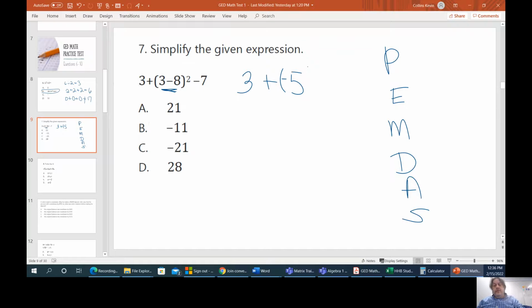Forgot the negative sign. There we go. I very often forget the negative signs. That's how I lost most of my points in high school. Okay, so that's where we're at now. So we got that guy taken care of. Exponents. So this guy's next.